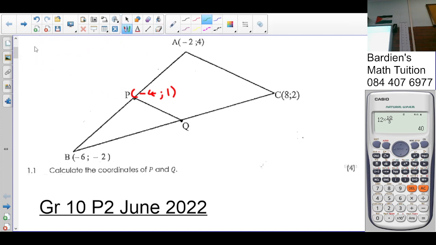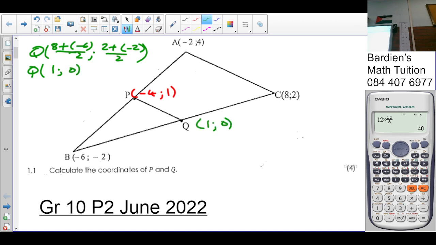And do the same for Q. Don't need to write the formula down again. So it's going to be (8 plus -6) over 2 and (2 plus -2) over 2. That gives you Q, which is (1, 0). Okay. Let's take that out.